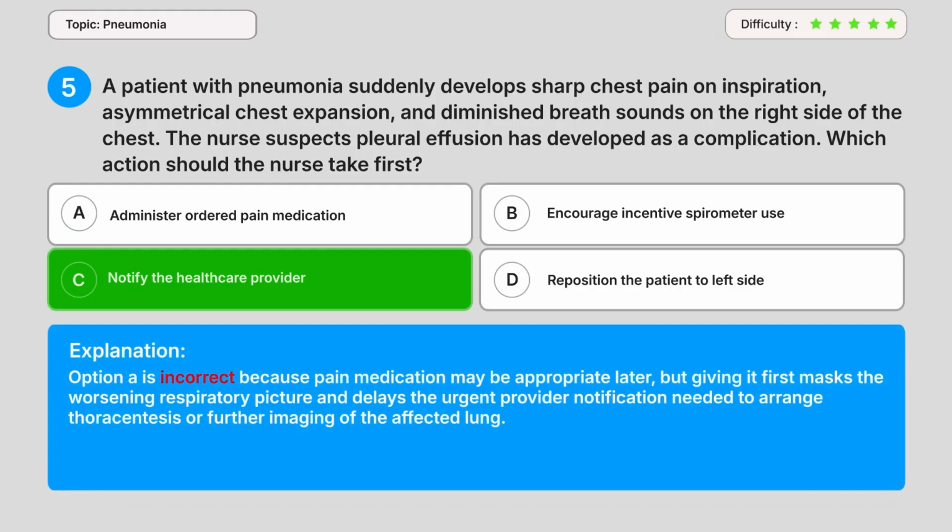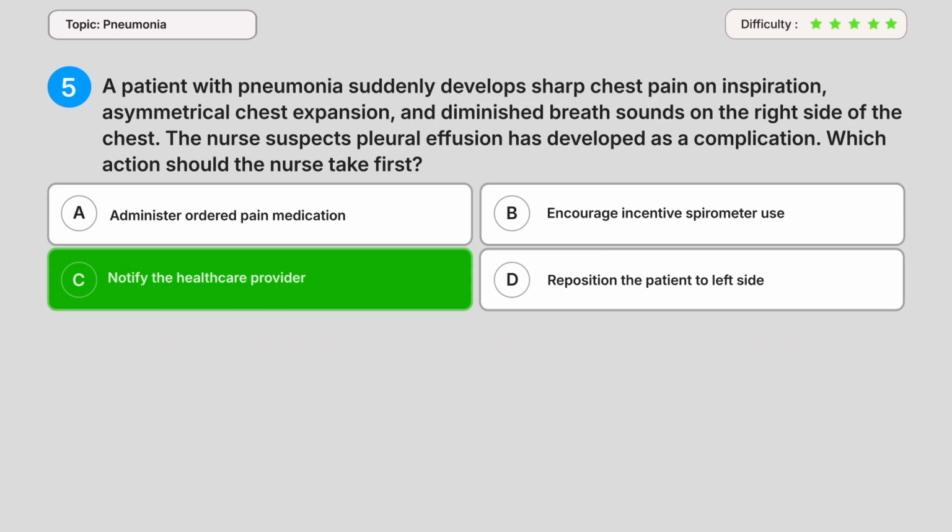Option A is incorrect because pain medication may be appropriate later, but giving it first masks the worsening respiratory picture and delays the urgent provider notification needed to arrange thoracentesis or further imaging of the affected lung.